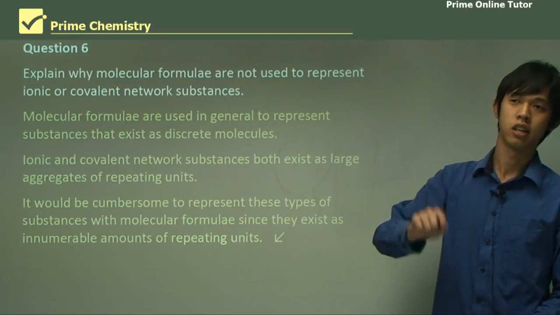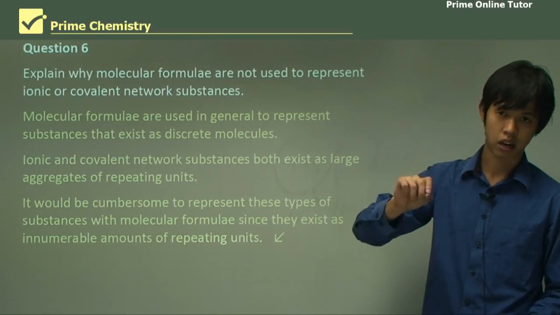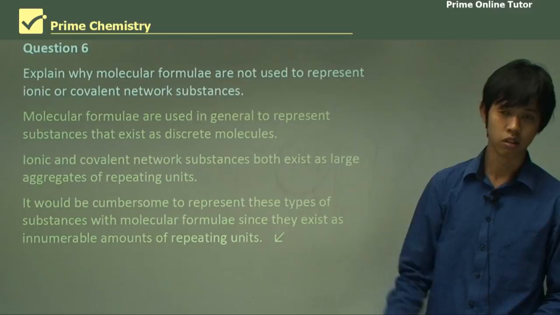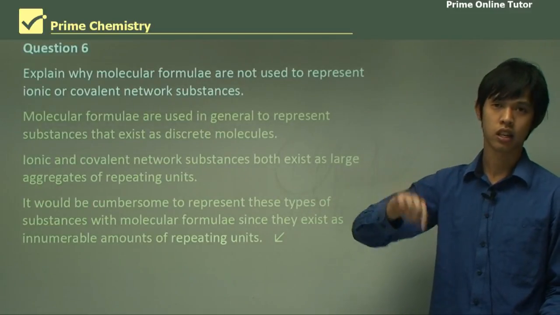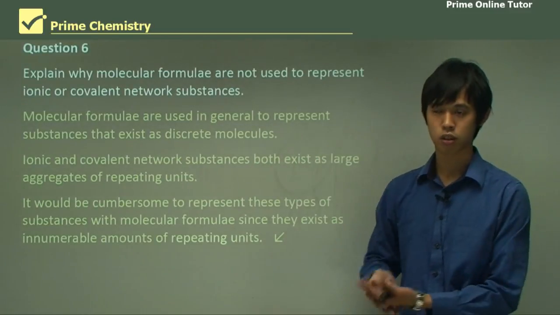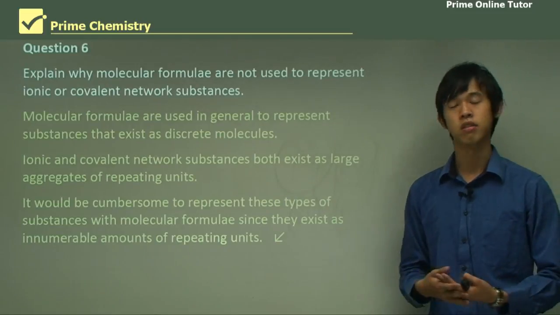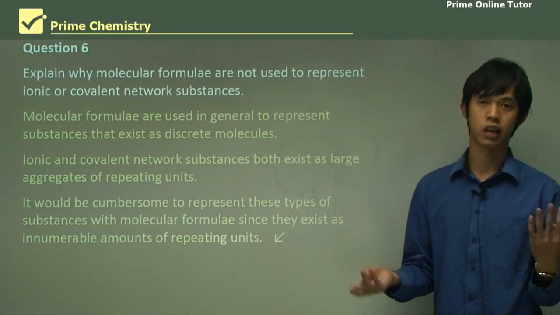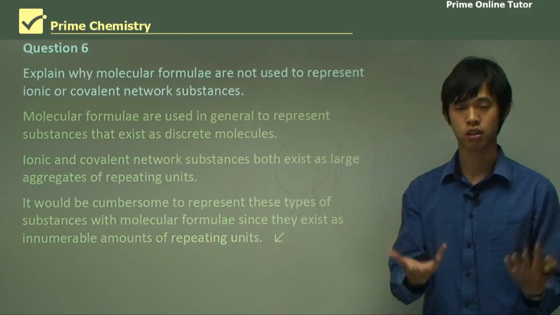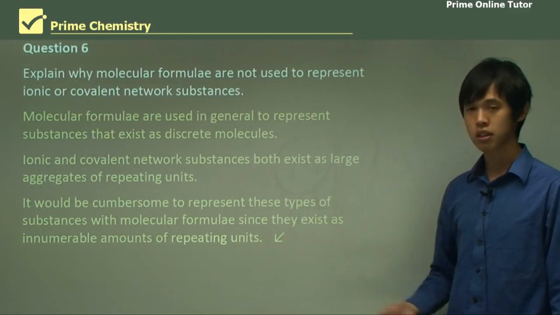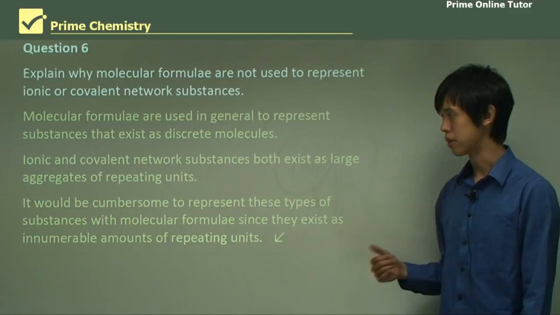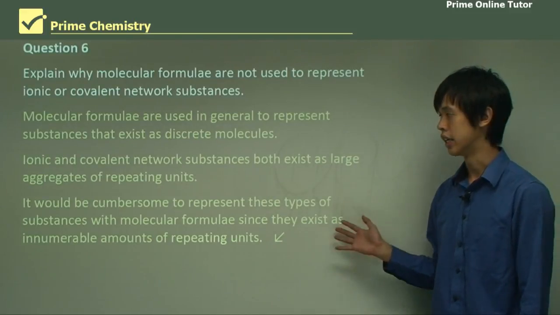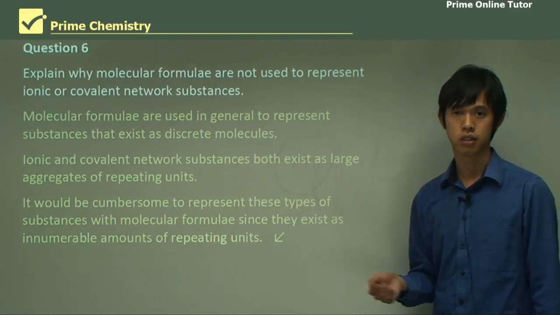So as I mentioned before, if I was to write it as a molecular formula, I'd have to write Na to the power 10 to the power of some huge number, Cl 10 to the power of the same huge number. So it just becomes very, very cumbersome and doesn't really tell us anything other than there's some very large number of Na and Cl ions in my crystal. So it's just because it's too cumbersome that we don't use them for ionic or covalent network substances.